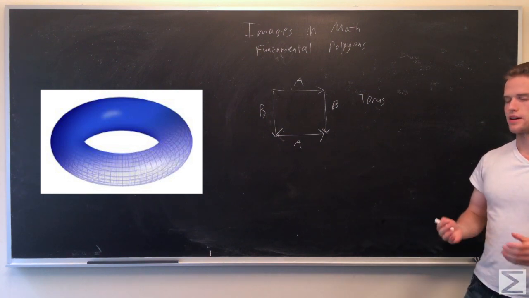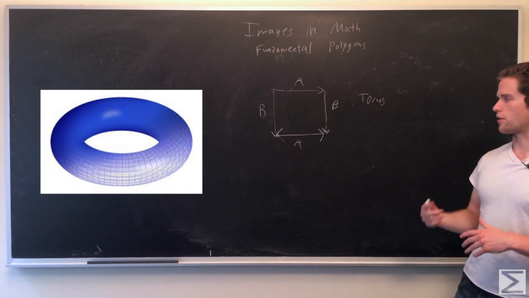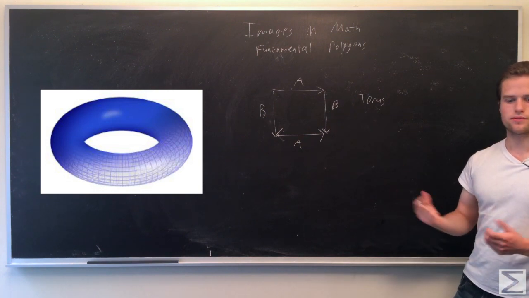And that's a couple different shapes we can make from pairing up edges of a square.